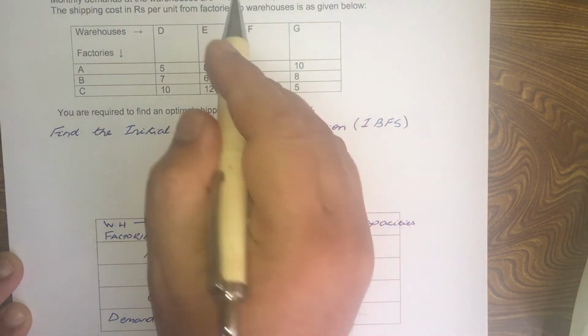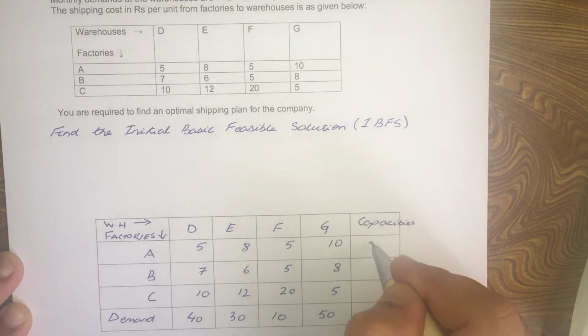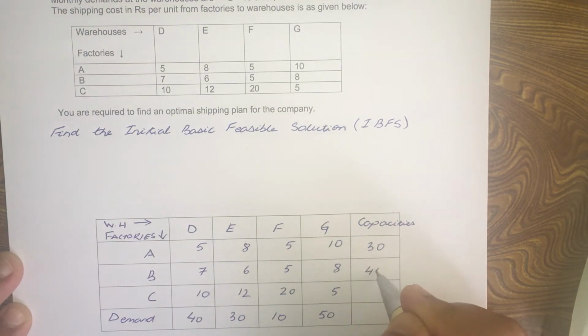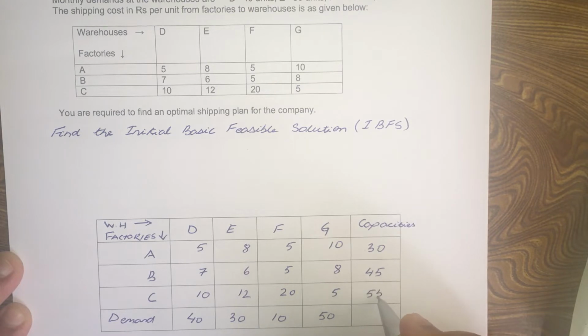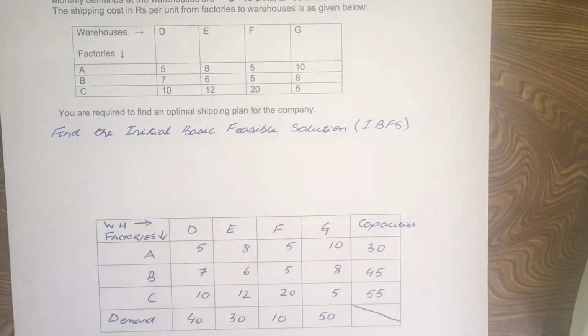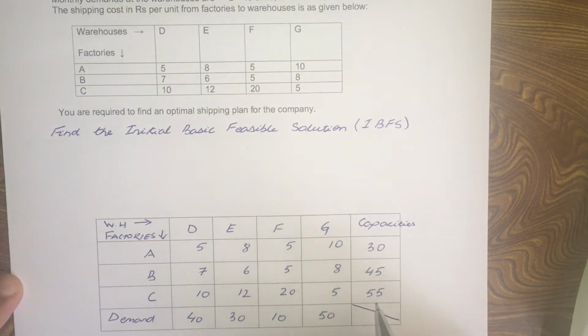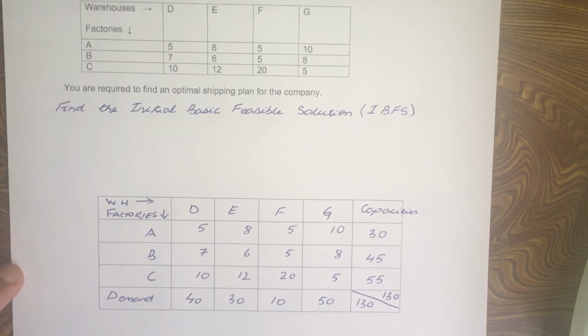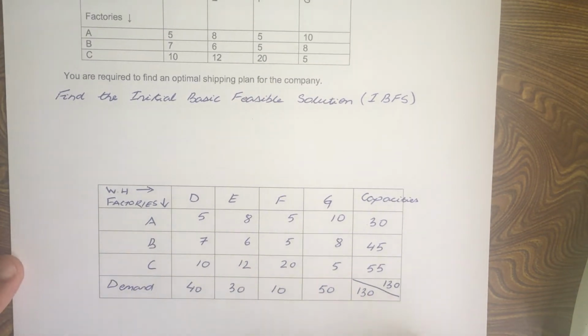And what is your capacities? A, it is 30 units, B 45 units, C 55 units. Now I said we have to first find out whether the problem is balanced or not. All right, so let's add 30 plus 45 plus 55 is equal to 130. Now 40 plus 30 plus 10 plus 50 is also equal to 130. So that means your total demand is equal to your total capacity. That means this problem is a balanced problem.